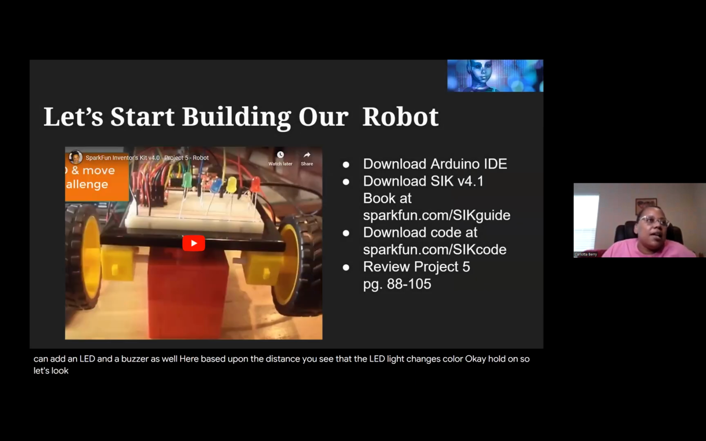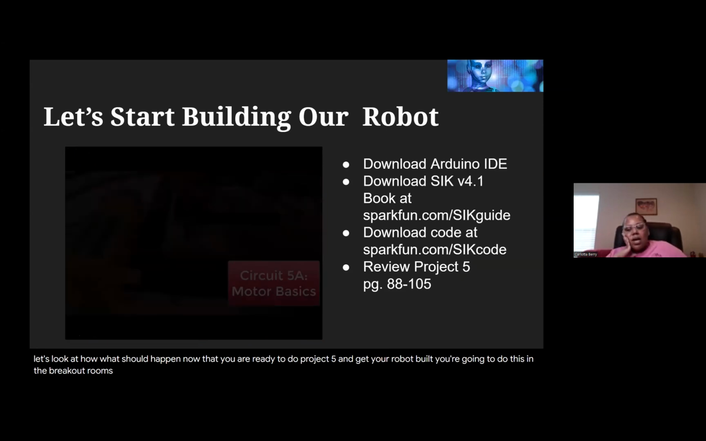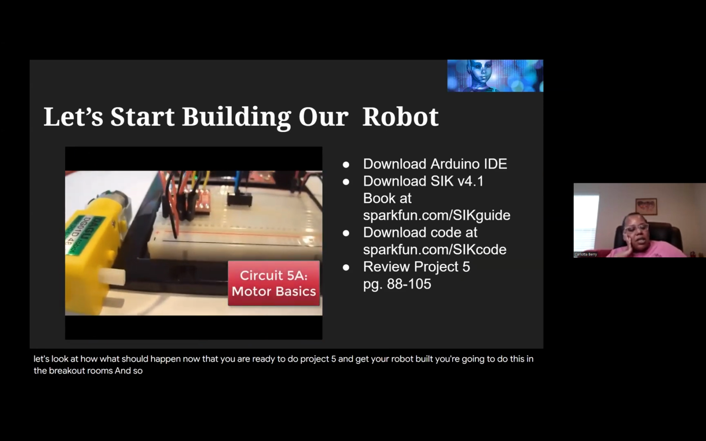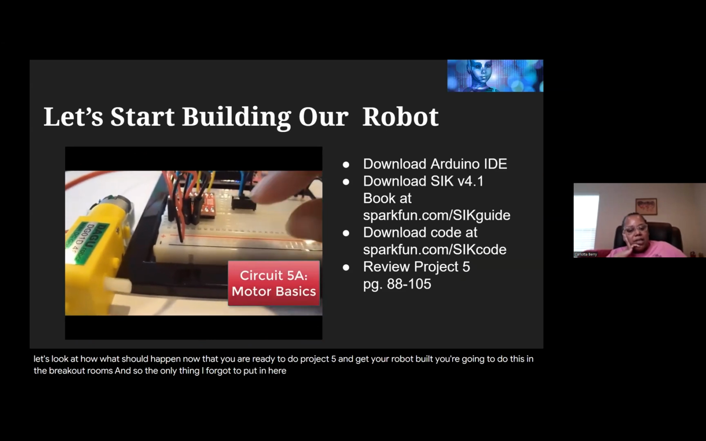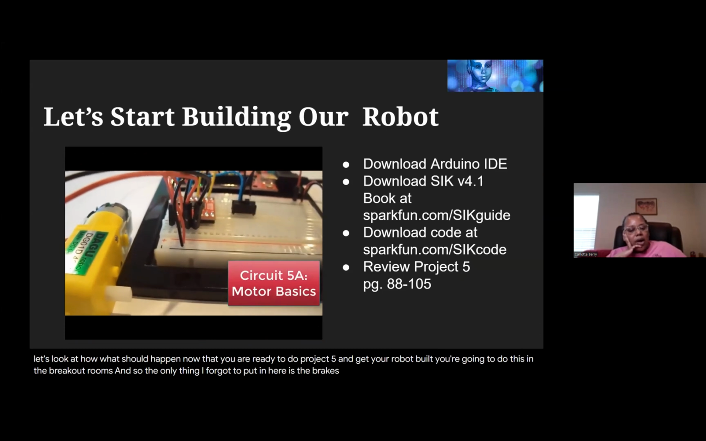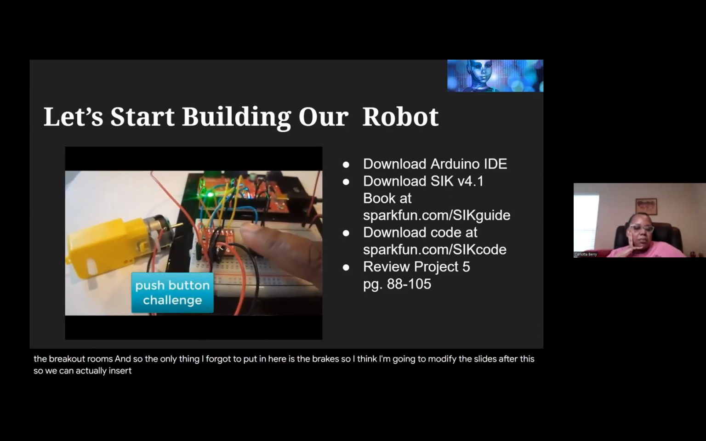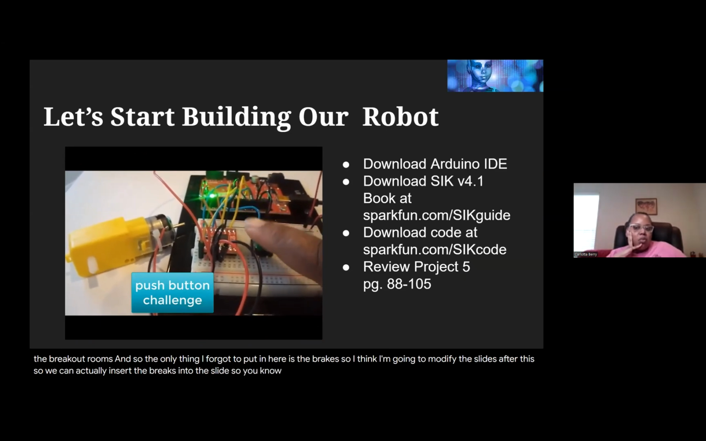So let's look at what should happen now that you are ready to do project 5 and get your robot built. You're going to do this in the breakout rooms. The only thing I forgot to put in here is the brakes. So I think I'm going to modify the slides after this so we can insert the brakes into the slides so you'll know at what point to stop.